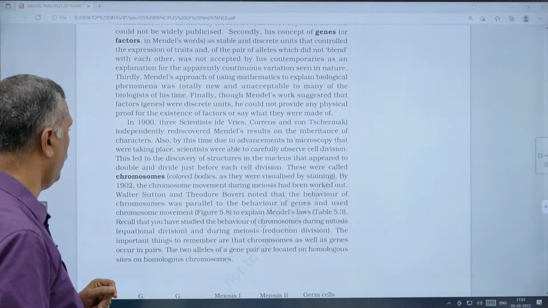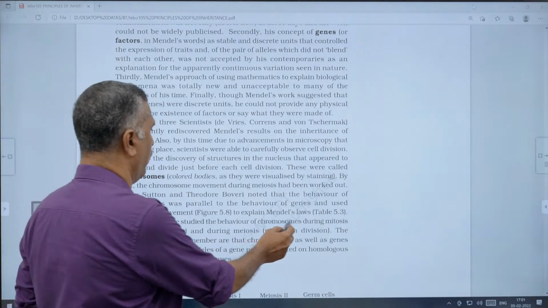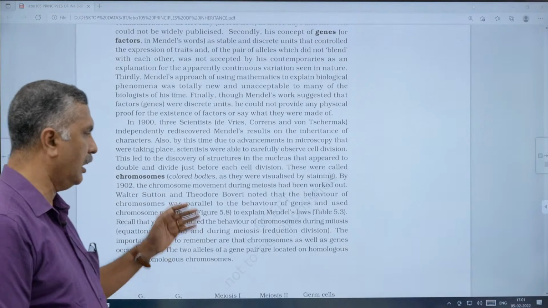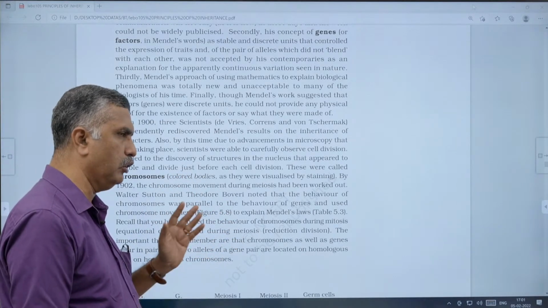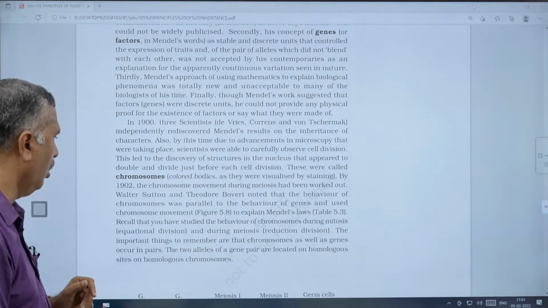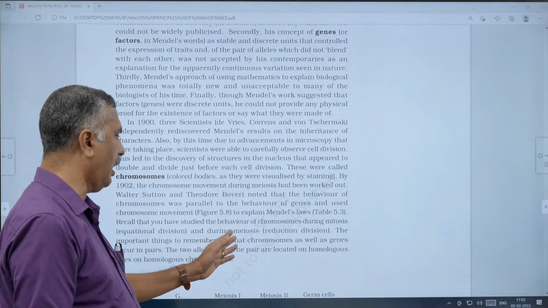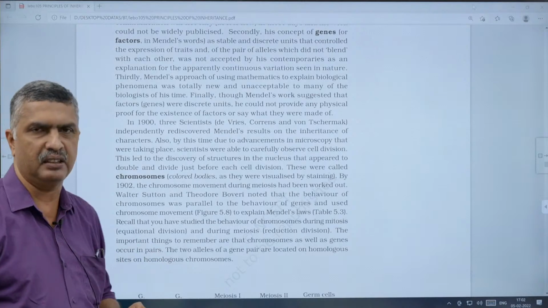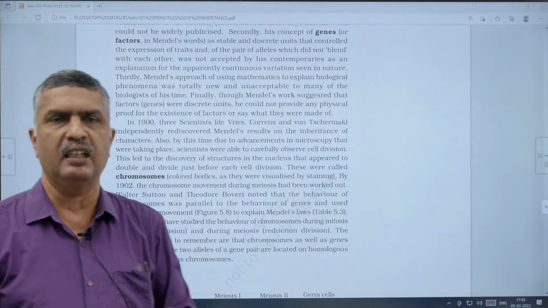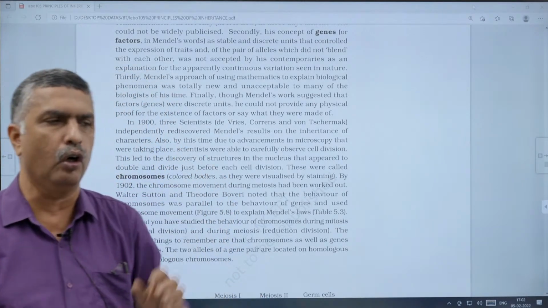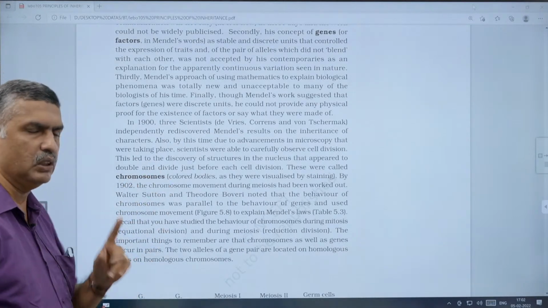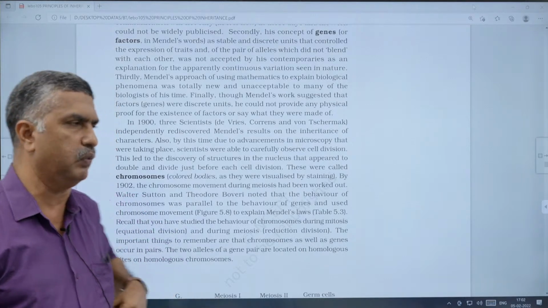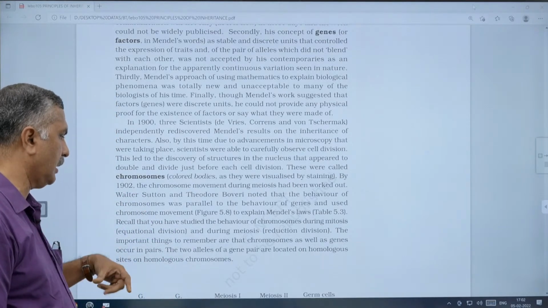Okay. Then next, recall the behavior of chromosomes during mitosis, equational division, and during meiosis, reduction division, which you have already studied in the cell cycle. The important things to remember are that chromosomes as well as genes occur in pairs. Chromosomes occur in pairs and genes also occur as pairs. That is the first point.